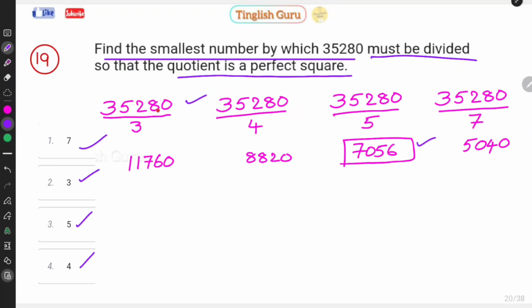So on dividing 35280 by 3, the quotient is 11760, and similarly all the quotients are here, but only 7056 is the perfect square. So on dividing by 5 we get a perfect square. So our answer will be option 3.